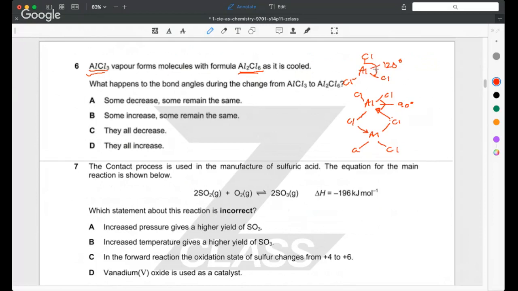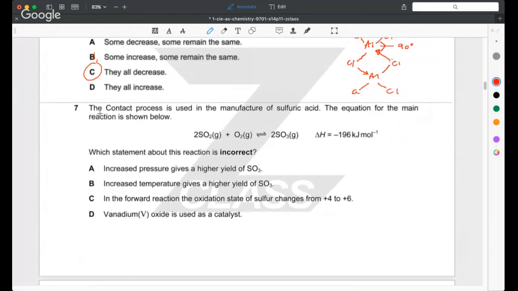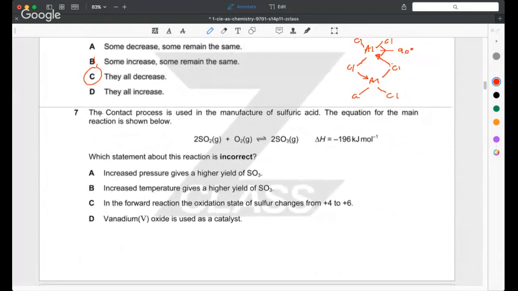So here, all the bond angles were 120 degrees. Here, all the bond angles are 90 degrees. All the bond angles have decreased. So the answer to that is C. Okay, so this is where these multiple choice questions just sort of make you do a few mental gymnastics, because you've got to select the answer here which is incorrect. And up to this point in the paper, I think we'd be selecting answers that are correct. So we're just having to sort of switch our thinking a little bit.